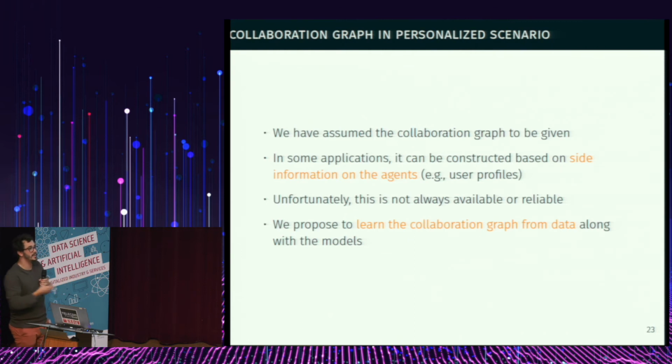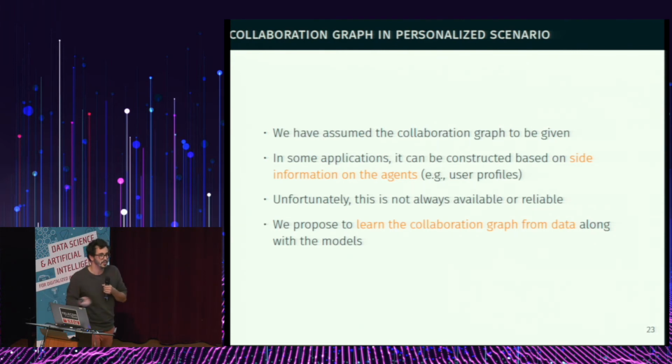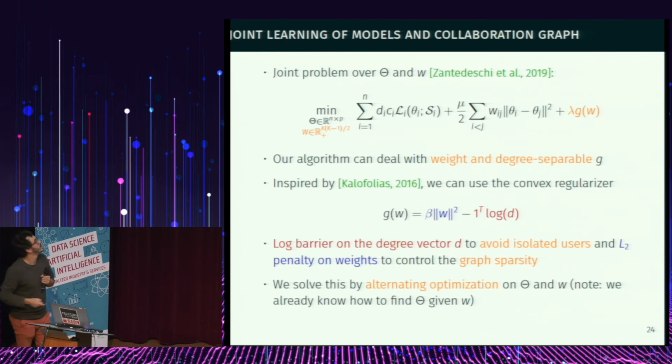So far I have assumed that these similarity weights between users were given, which can happen in some applications. Maybe you have side information on the users, like profiles or something like this, on which you could compute some similarity. But it's not always the case, and it's not always reliable either. It's not clear how to get this similarity anyway. So it would be best if we could learn it, so learn both the similarity, this collaboration graph, and the models. And so we propose a formulation to do that.